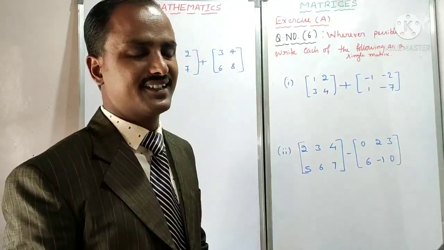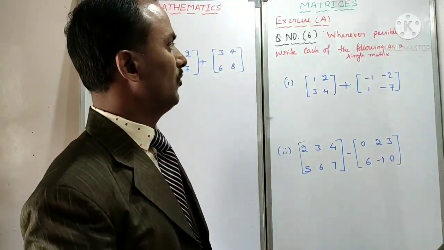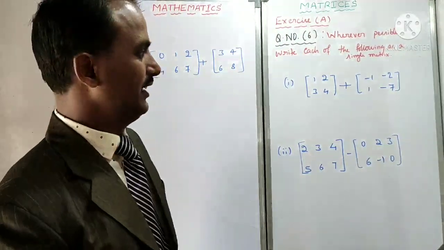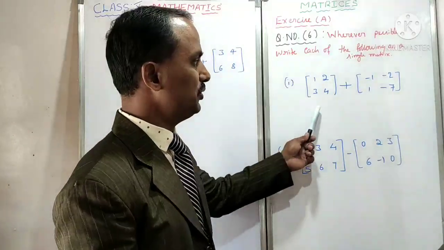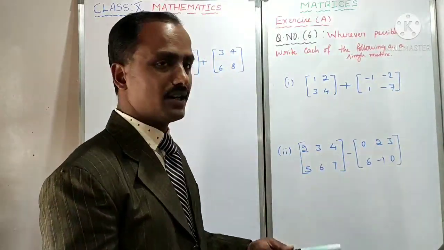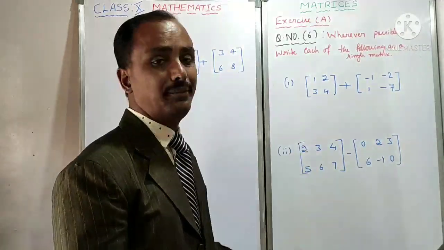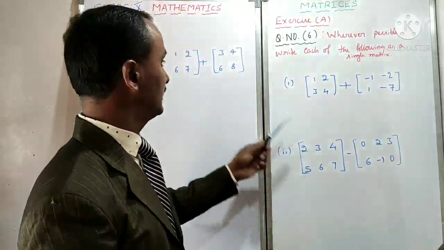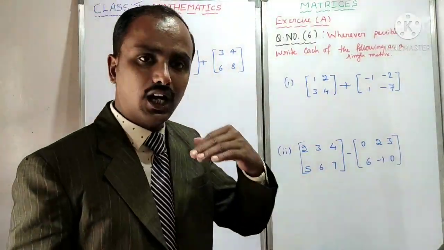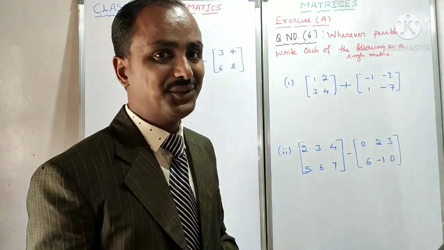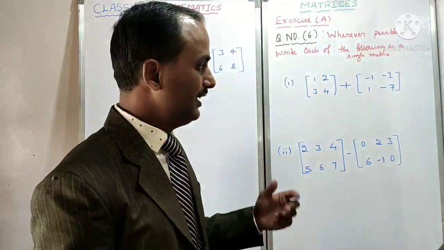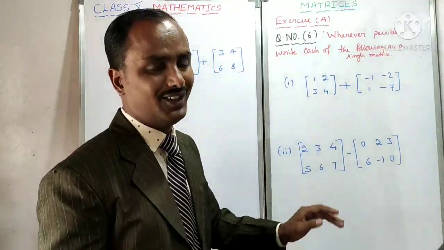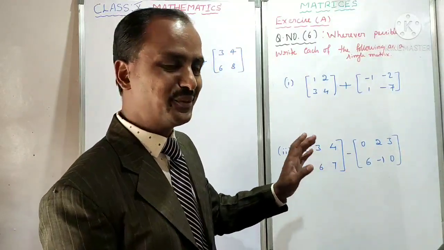The exercise is question number 6, different problems. Wherever possible, write each of the following as a single matrix. Here 3 sub questions are there. First sub question, here 2 matrices are there. They asked, is it possible to do it as a single matrix. How to do a single matrix? Between these what is there? Addition is there. Between here subtraction is there. Between here addition is there. Before doing the addition or subtraction, what can I do? You know that first I will check the given 2 matrices' order, equal or unequal. Equal order of matrices is possible to do addition or subtraction.